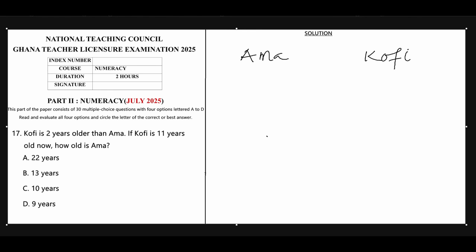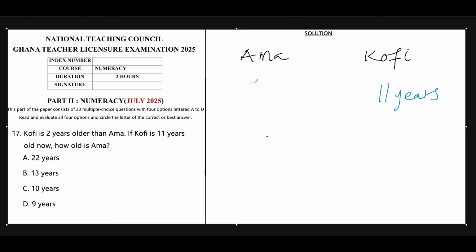So if Kofi is 11 years old now, how old will Amma be? We have to find Amma's age now, knowing that Kofi is 2 years older than Amma. If Kofi is 2 years older than Amma and Kofi's present age is 11 years, then to get Amma's age, we have to subtract 2 from 11.